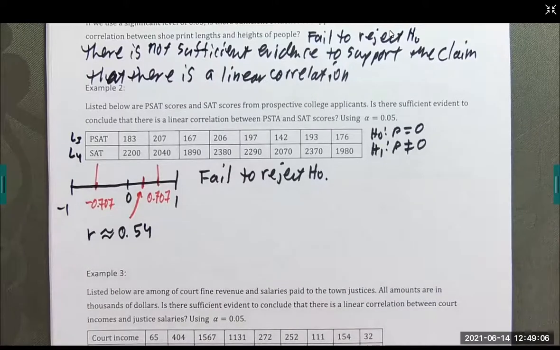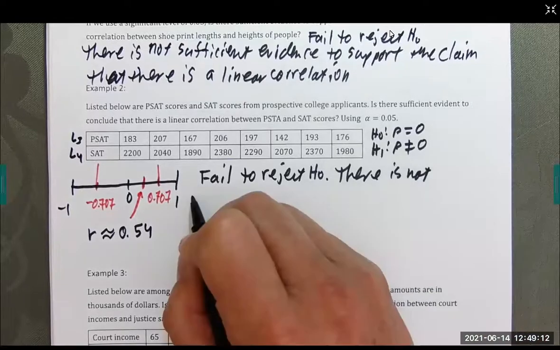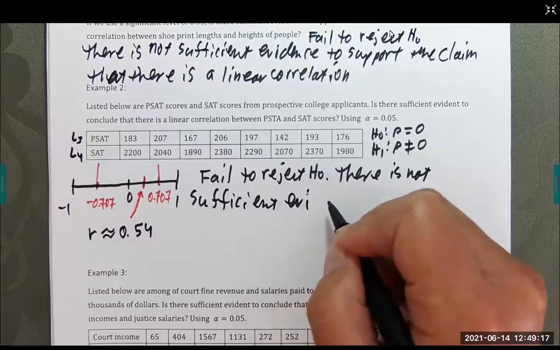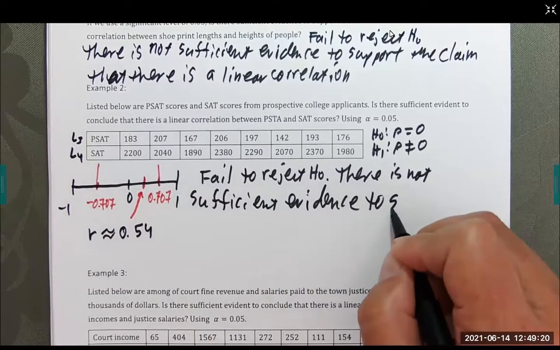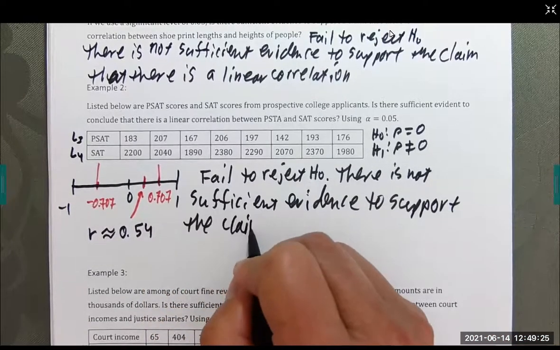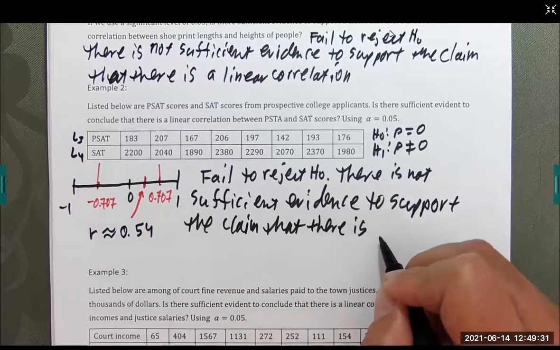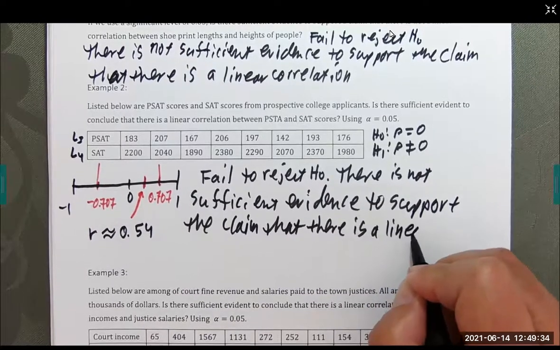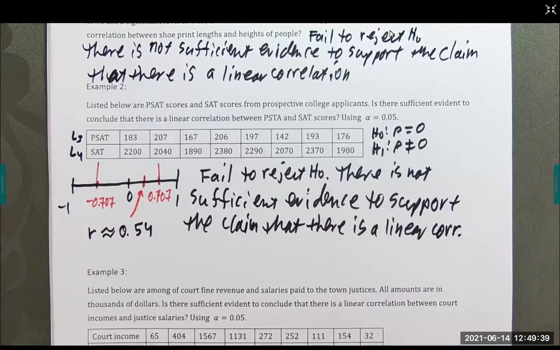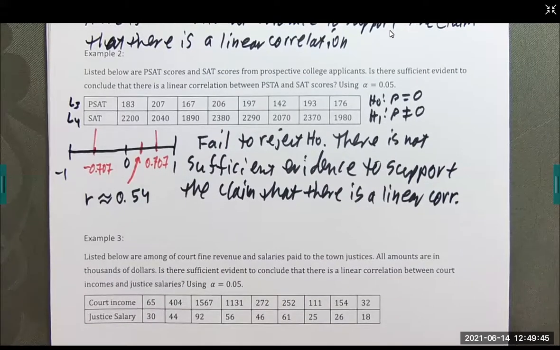So there is not sufficient evidence to support the claim that there is a linear correlation. All right, so we have two strikeouts so far for there being a linear correlation. So PSAT scores don't seem to have too much to do with SAT scores.